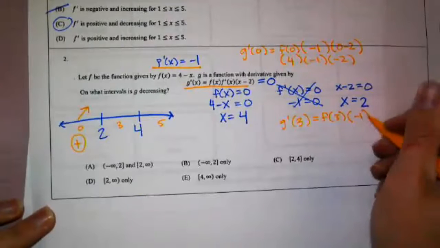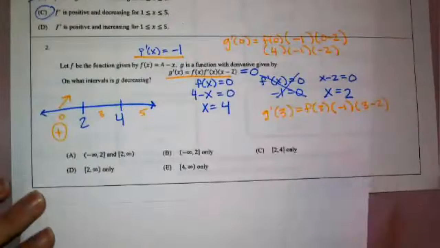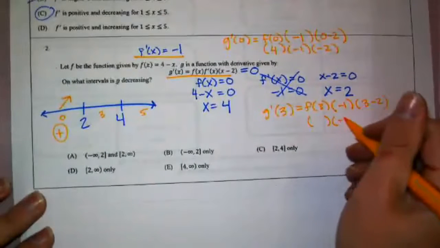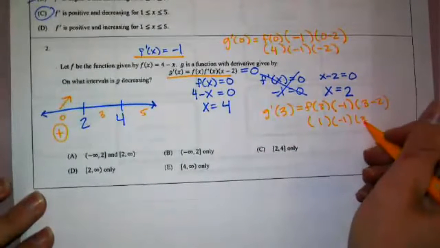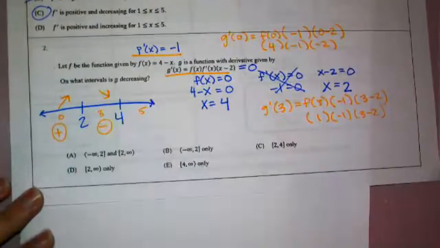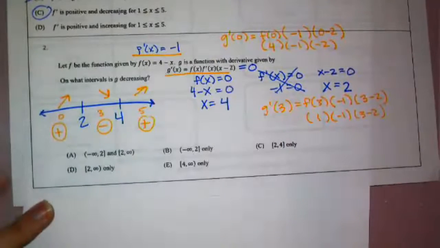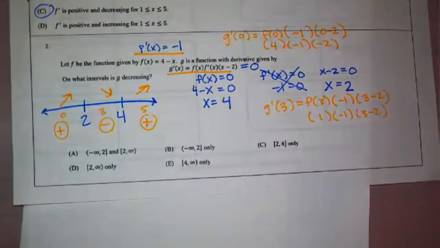F prime will always be -1, and then 3 minus 2. What is f of 3 going to be? 1. So yep, so negative, so decreasing. So I know I'm decreasing from 2 to 4, and then just for the sake of time, when you do 5 as your test number, you get positive. So which answer is it going to be? C.